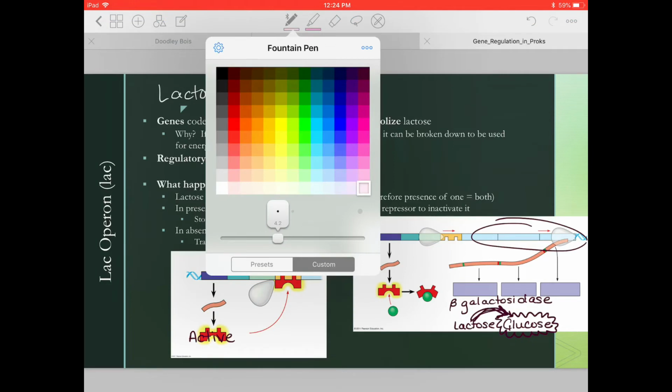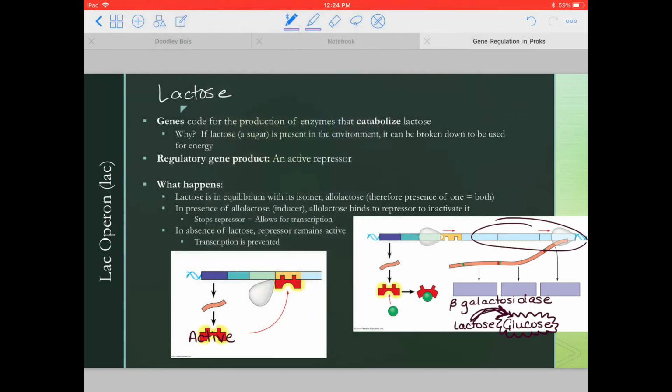And in fact, it's not going to be lactose that's binding there. I feel like pink is a good color. Instead, it's going to be allolactose, which is an isomer. So allolactose is in equilibrium with lactose. When you have one, you have both.